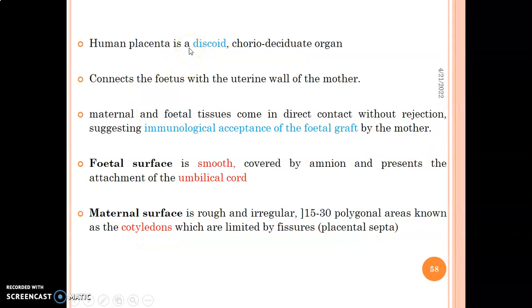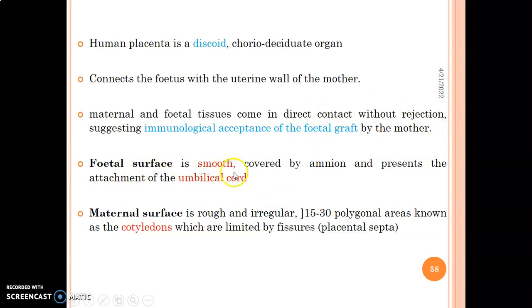So usually it's discoid in shape, and we call it a choriodeciduate organ, connecting the chorion to the decidua basalis of the endometrium. So it connects the fetus with the uterine wall of the mother. Therefore, you have maternal and fetal tissues coming in direct contact without rejection, because you have immunological acceptance of the fetal graft by the mother. So immunologically, there is that acceptance to allow the two of them to contact without any immunologic rejection.